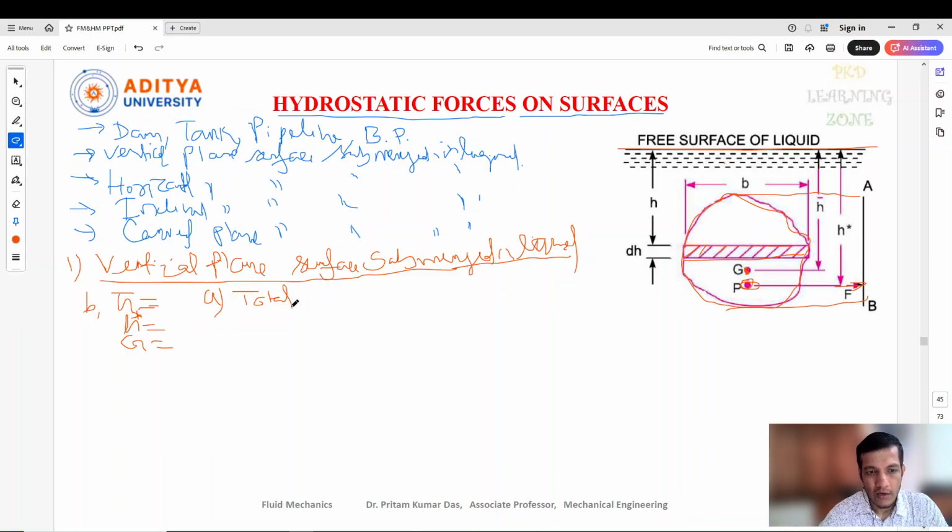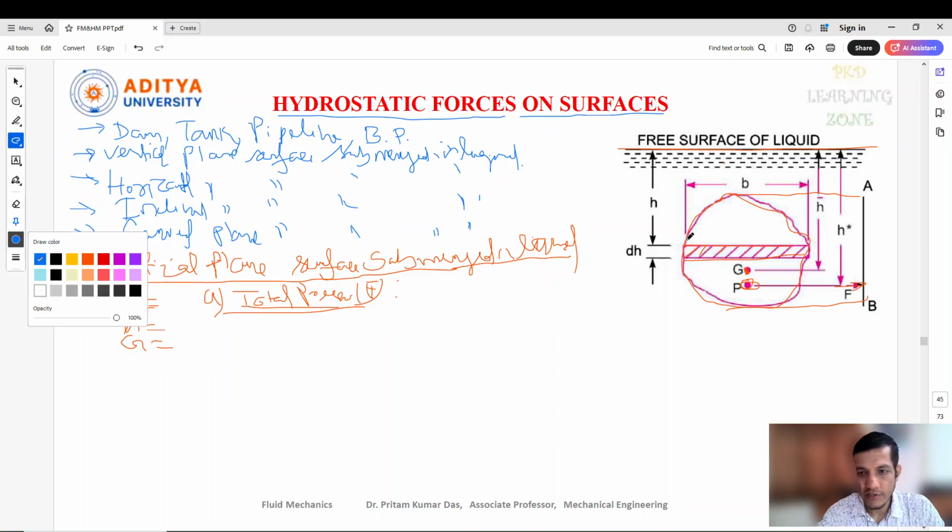Okay, the total pressure is indicated by F. Now we know that the pressure on the strip, this is the strip we have taken. Let's change it this way. In this strip, what is the pressure?